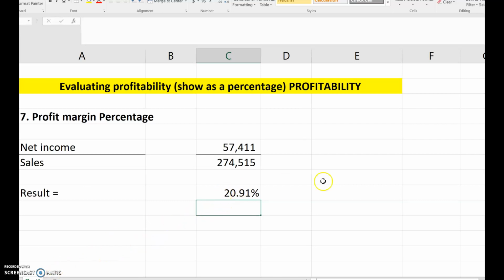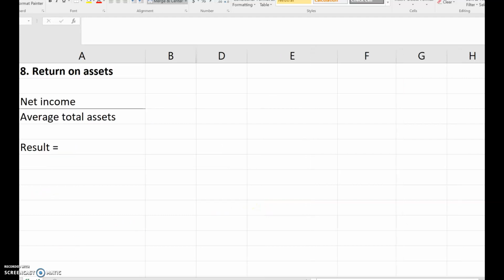And again, we compare that to our competitor. The higher the profit margin percentage, the better. The next profitability measure is the return on assets. What percentage do we get back on our investment in assets? So we get that by taking our net income and dividing it by our average total assets.